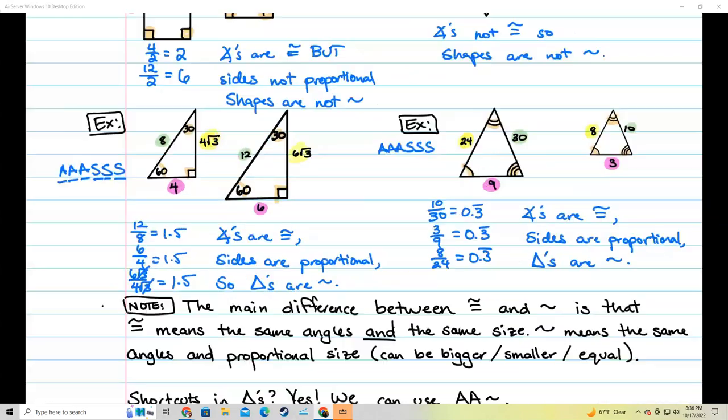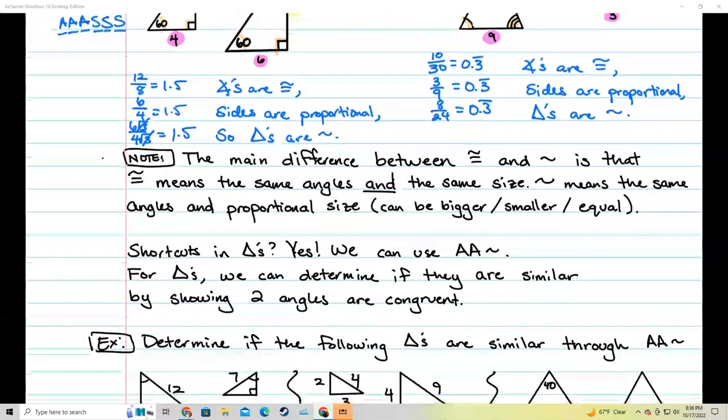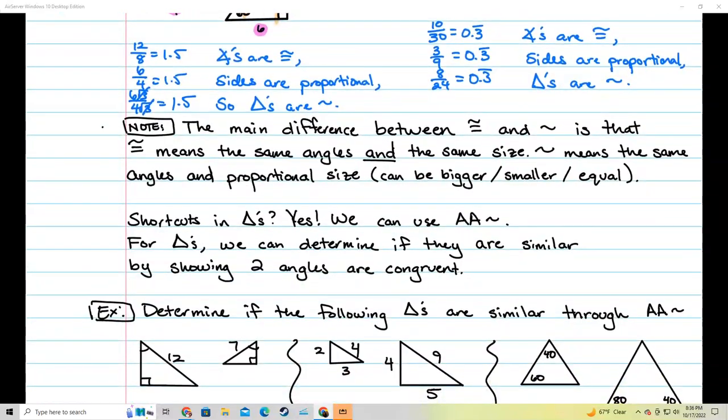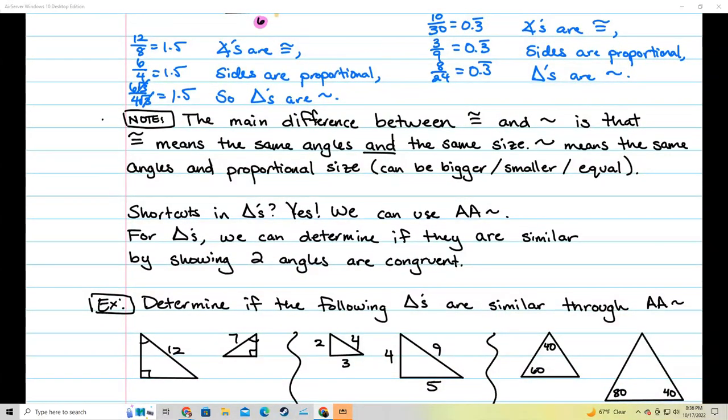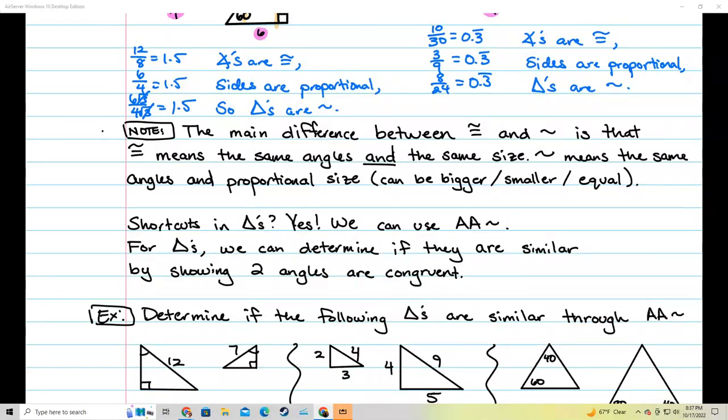Okay, so what do we know? What's the difference between congruence and similarity, right? The main difference is that congruence means that you have the same angles and the same size. Essentially, if I go back to the Dorito problem, that's telling me you got the exact same Dorito. So if I give one person a Dorito and the other person a Dorito, no one should be jealous because it's the exact same Dorito.